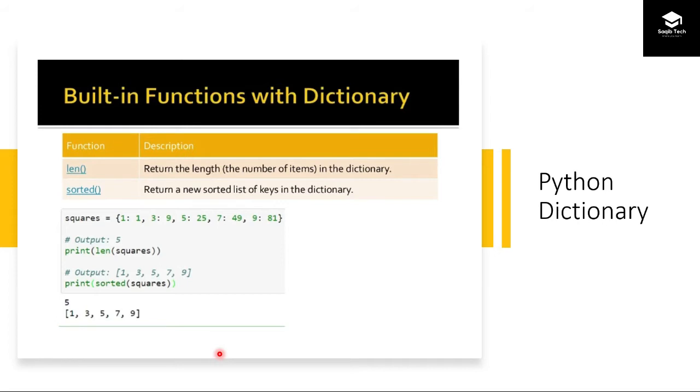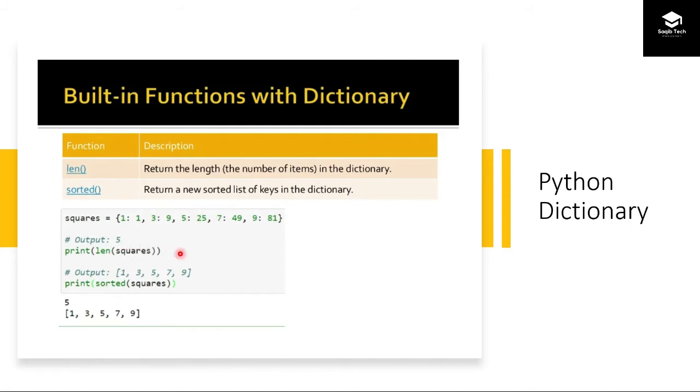As I told you, there are two important built-in functions for dictionaries named len and sorted. What will length return? It will simply print how many items are present inside the dictionary. For example, there is a dictionary of squares with 1, 2, 3, 4, 5 elements. If I am writing length of squares, it will print 5.